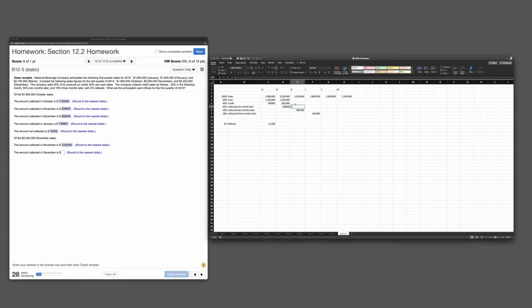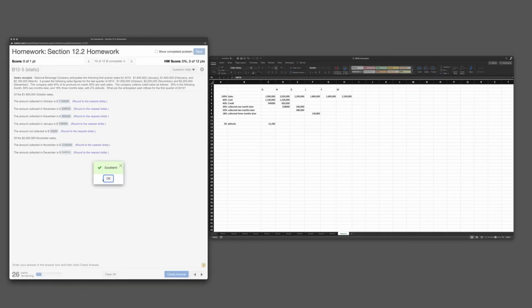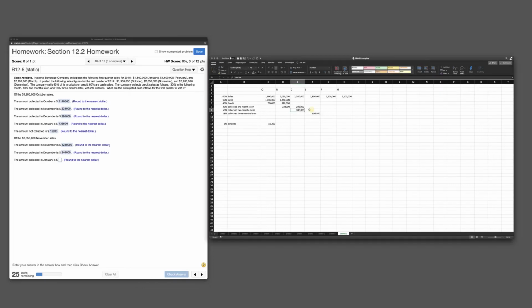Well, we know we're going to get 30% of it 1 month later. So that's 246,000. Now we're moving on to January, which is 2 months later, right? That's 50%. So that's 410,000.